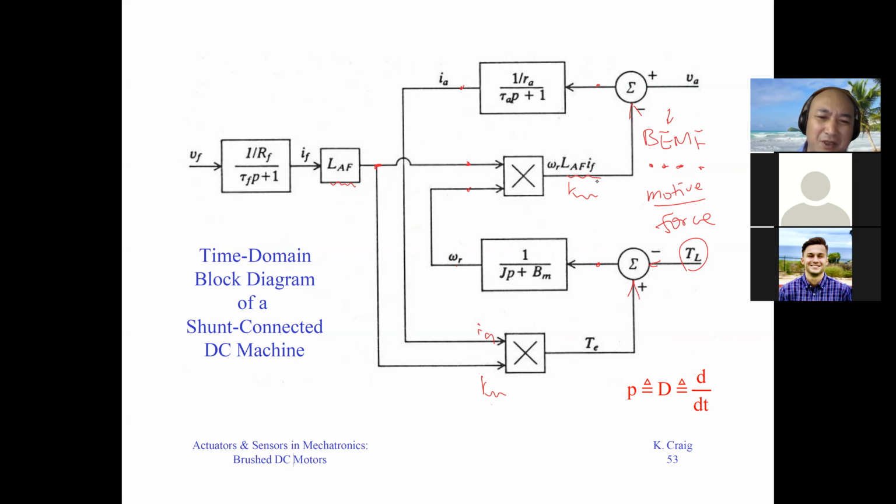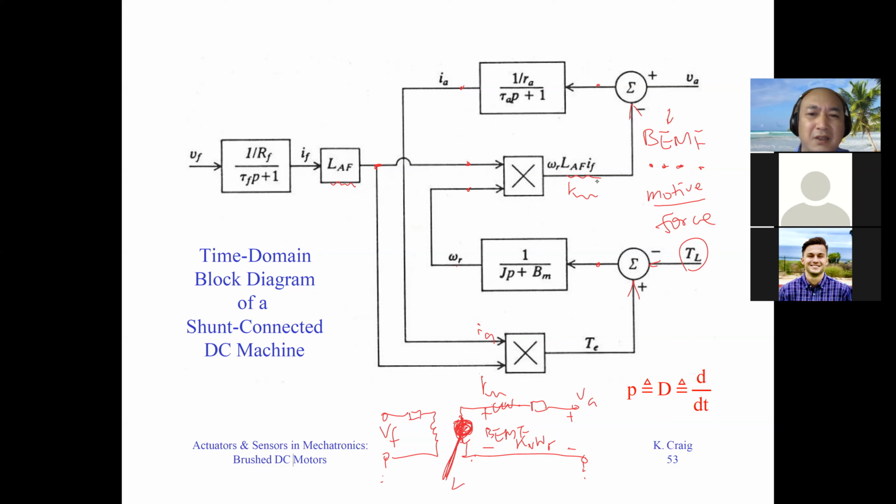Maybe you need to recall what's going on here. So you have a resistance, you have a VF, you have an armature in here, so this is VA. But this motor has a plus or minus. So this is a back EMF. This back EMF is KV omega, okay?